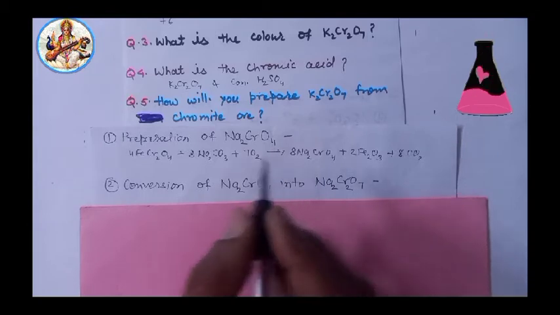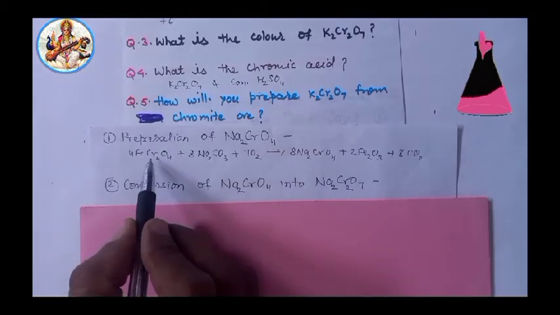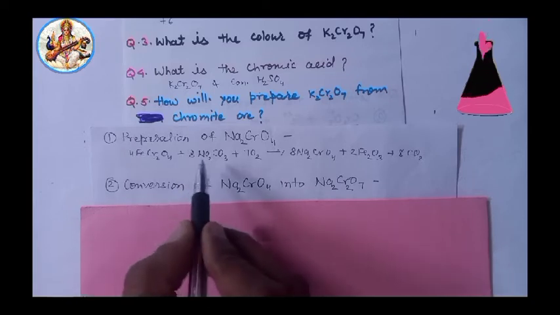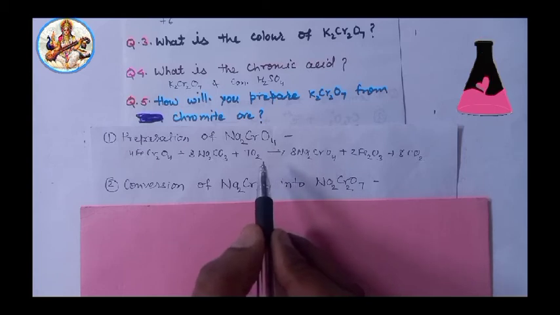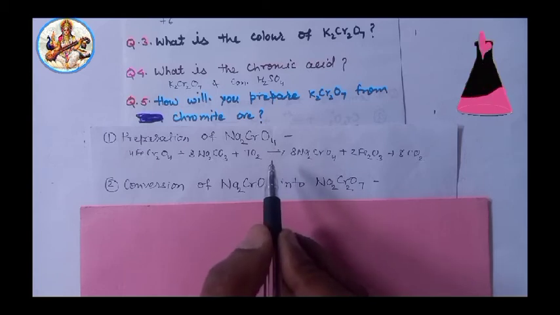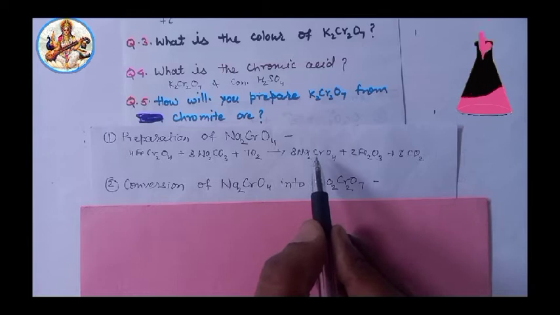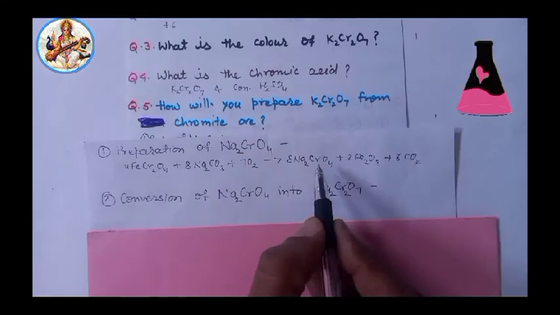So I repeat, the powdered chromite ore is heated with sodium carbonate in the presence of air in a reverberatory furnace to produce a yellow solution of sodium chromate.